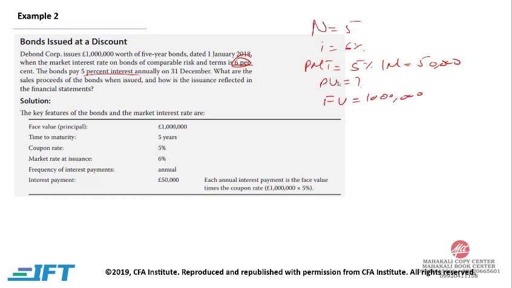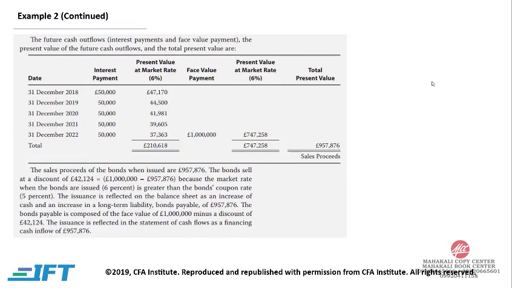So if we use our financial calculator and we put the numbers, N equals 5, 6% is your interest rate, 50,000 is PMT, 1 million is future value, and we compute the present value, we get 957,876.